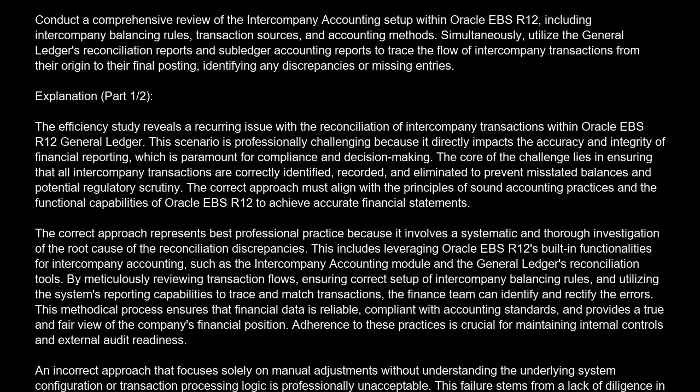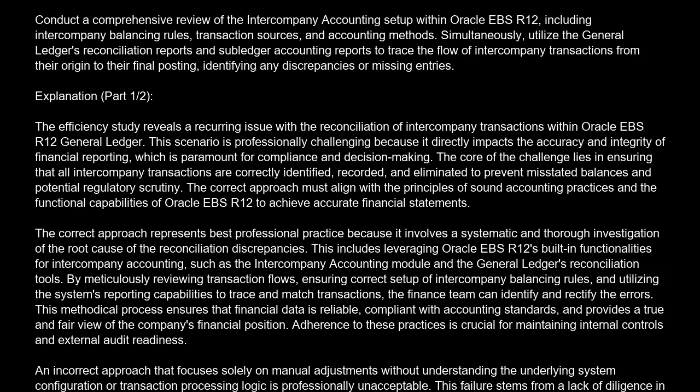The correct answer is C. Conduct a comprehensive review of the intercompany accounting setup within Oracle EBS R12, including intercompany balancing rules, transaction sources, and accounting methods. Simultaneously, utilize the general ledger's reconciliation reports and subledger accounting reports to trace the flow of intercompany transactions from their origin to their final posting, identifying any discrepancies or missing entries.